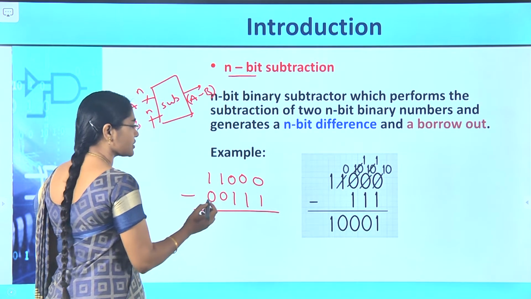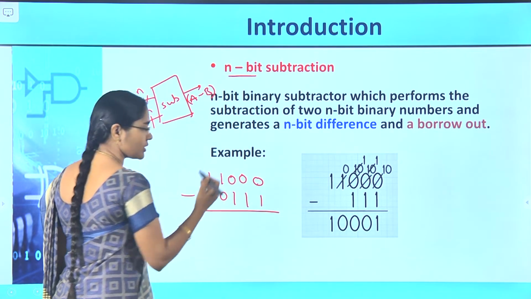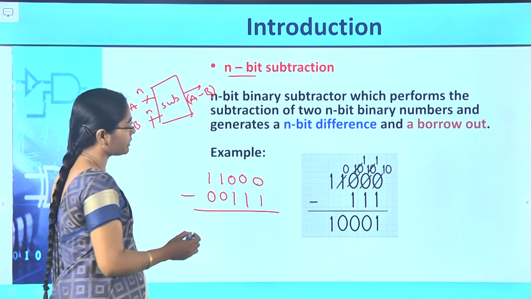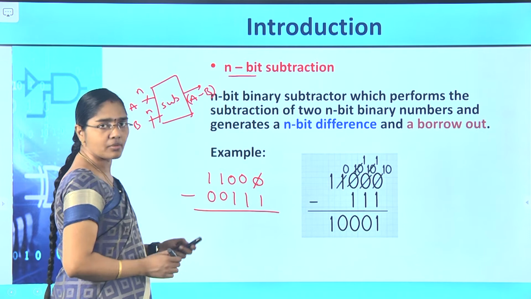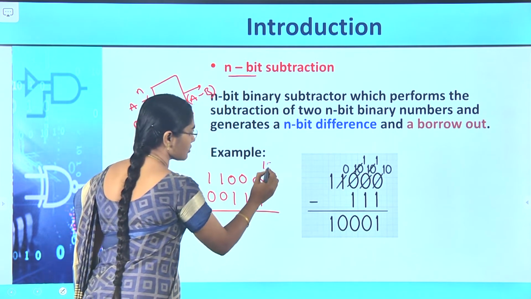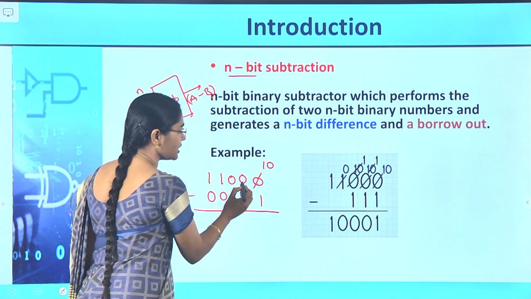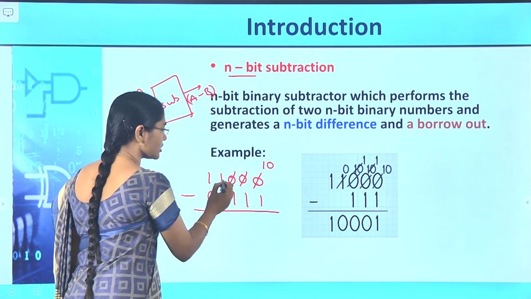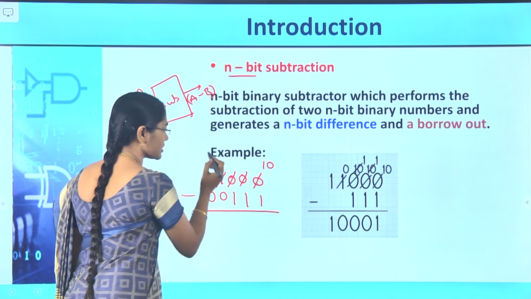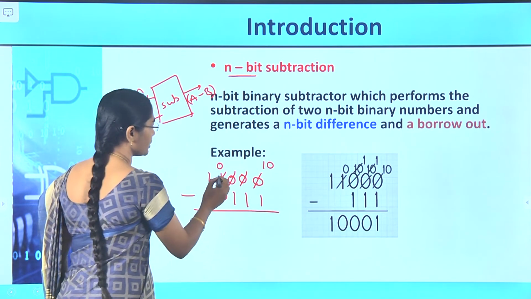How will be the subtraction? So this is 0 minus 1. 0 minus 1 means it is smaller, so definitely borrow is required. How much is the borrow? Borrow is 10. This 10 has to be taken from the next bit. So here also 0, and here also 0. So therefore we are getting borrow from this bit 1.